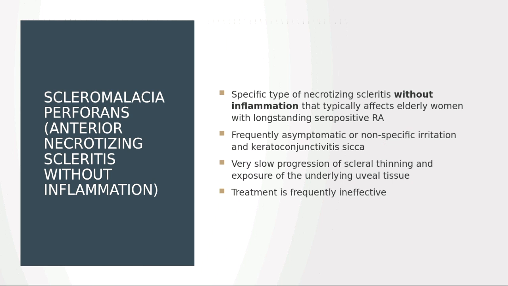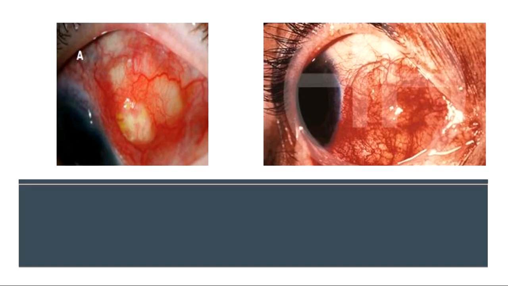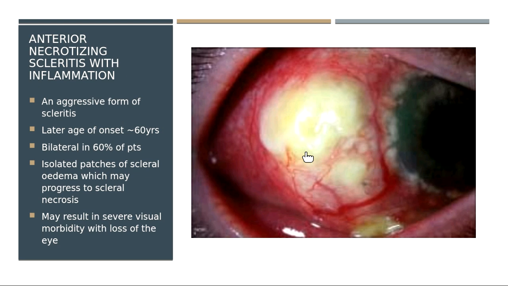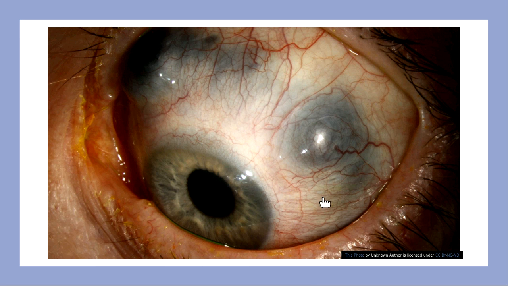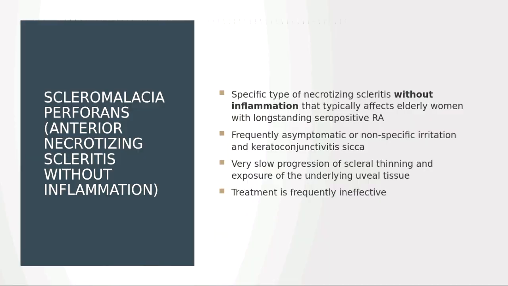So you don't get this horrible looking necrotic looking area. Okay? So this is necrosis with inflammation. And in this other case, there is inflammation, but what you're having is gradual thinning of the sclera, and then you're seeing the underlying uveal tissue. Okay? So this kind is a specific type of necrotizing scleritis without inflammation.